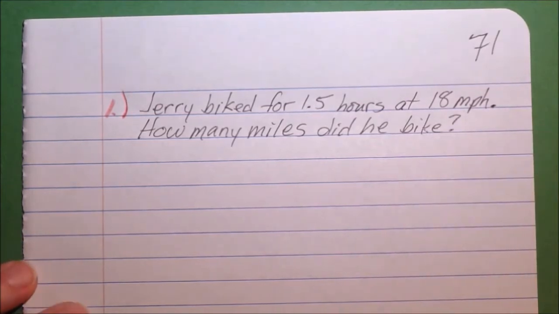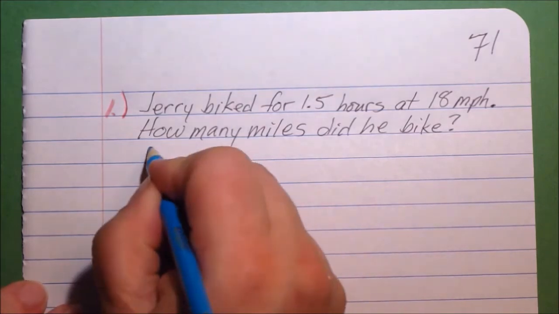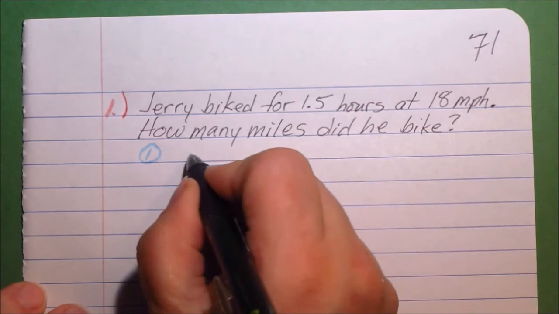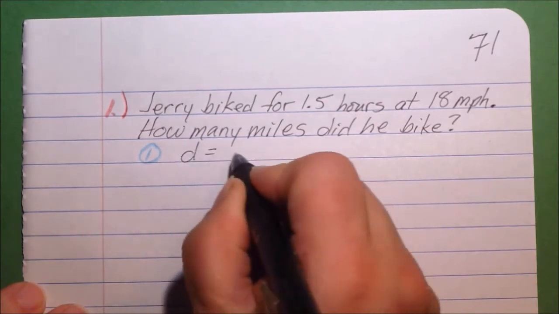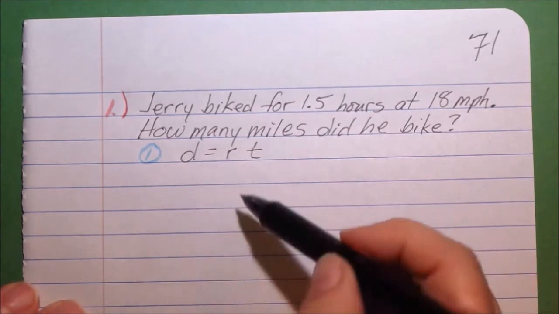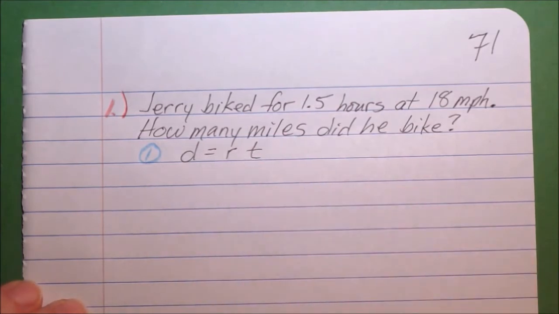So which formula do you think we're going to be using here? It's going to be our DIRT. It's the distance formula. So the first step when working with formulas, as always, is to write out the formula. So we have D equals R times T. I'm just spacing them out a little bit so I've got room underneath to plug in our values.